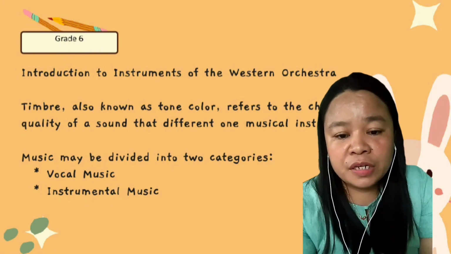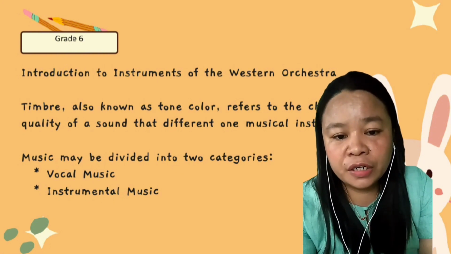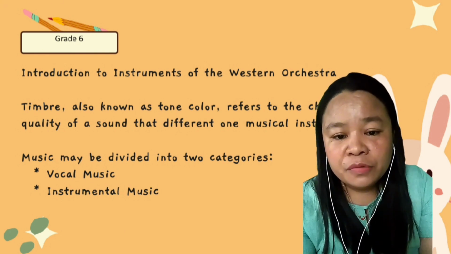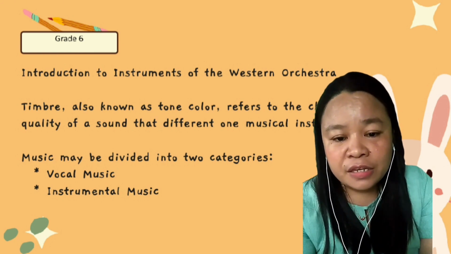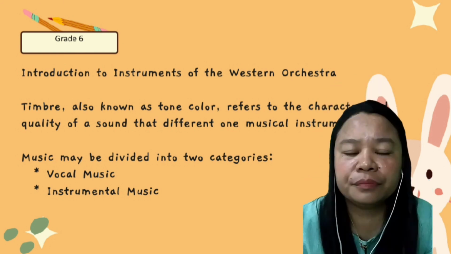Timbre, also known as tone color, refers to the character and quality of sound that differentiates one musical instrument from another. Music may be divided into two categories, the vocal music and the instrumental music.